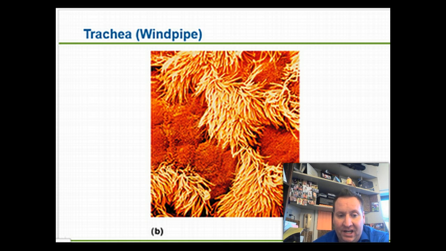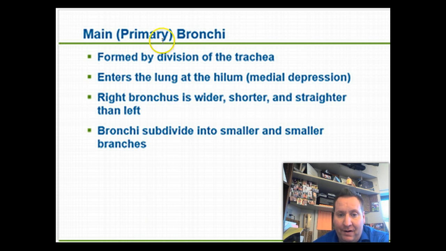As we move down the trachea, it eventually branches off into what we call the primary bronchi. The primary bronchi go into the lungs at an area that we call the hilum, which is a medial depression on the outside of the lungs themselves. You have a little tiny depression in the lungs, and that's where the primary bronchi enter the lungs. These bronchi break down into smaller and smaller components, and eventually wind up with what's called a terminal bronchiole, at the end of which we find these little alveolar sacs, and that's where the gas exchange is going to occur.